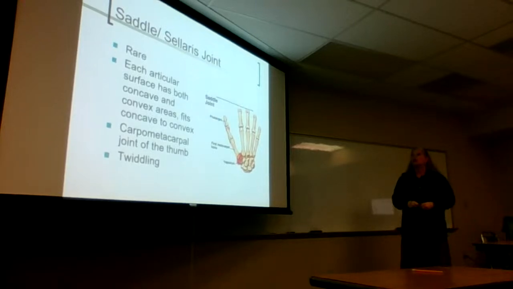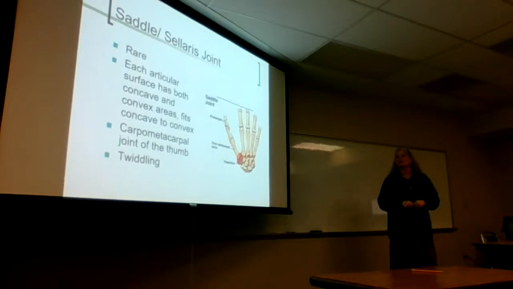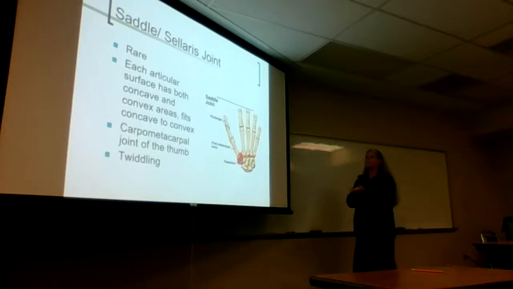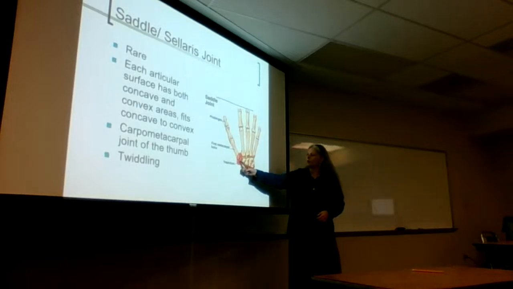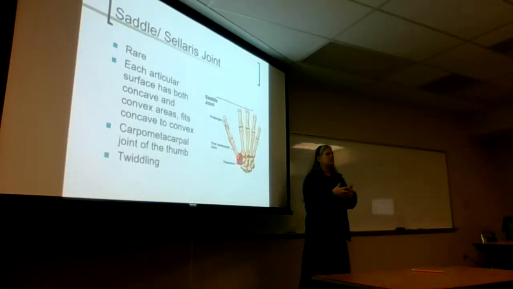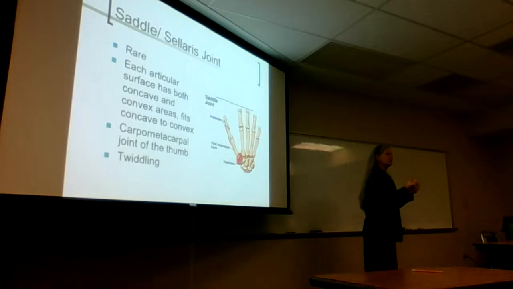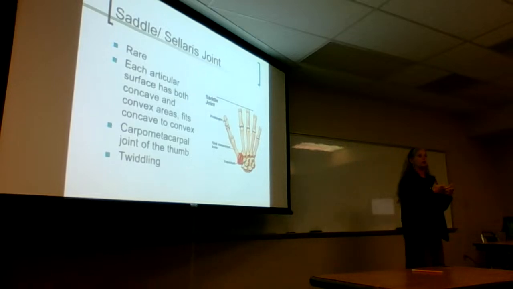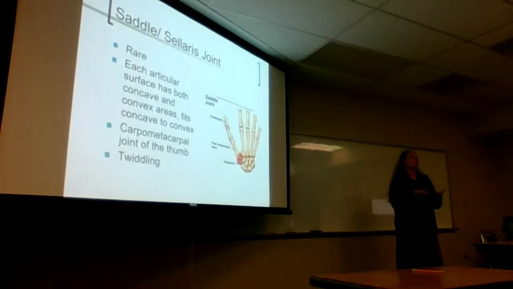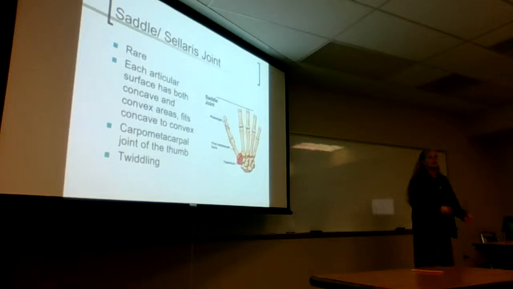bony structure. So the carpometacarpal joint of the thumb. So between the trapezium and the metacarpal, you got these little dents that work together. This allows you to twiddle your thumbs. Your thumb is opposable because of this saddle joint. And you can remember saddle joint and twiddling both independently, so they work together.